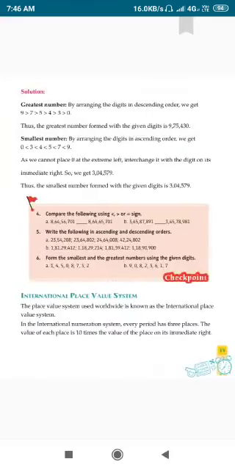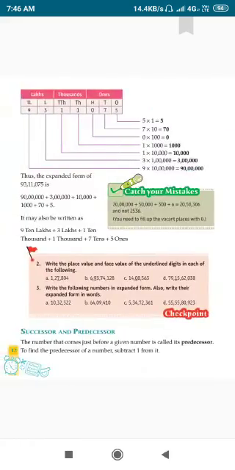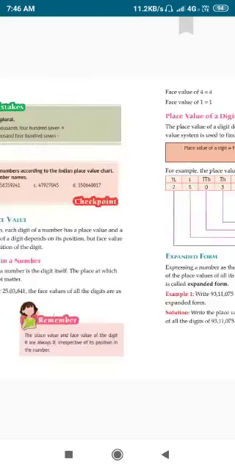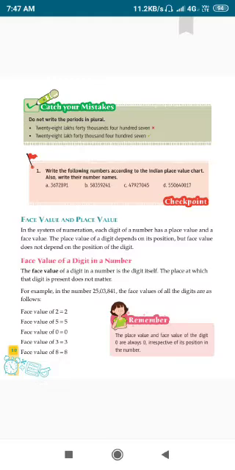Next is face value and place value. The face value of a digit in a number is the digit itself. Suppose we find the face value of the digits in 25 lakh 3,841. The face value of 2 is 2, face value of 5 is 5, face value of 0 is 0, face value of 3 is 3, face value of 8 is 8, face value of 4 is 4, and face value of 1 is 1. It means the face value of a digit in a number is the digit itself.